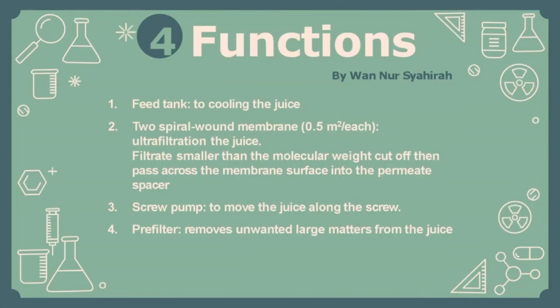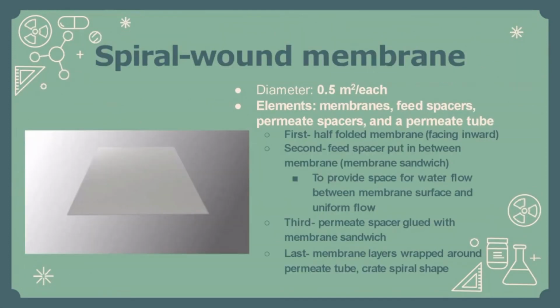I will explain to you about the function of the components in the schematic diagram of the reactor. First is the feed tank. The function of the feed tank is to cool the juice. Second is the spiral wound membrane for ultrafiltration of the juice, which will filtrate anything smaller than the molecular weight cut-off, then pass across the membrane surface into the permeate spacer. Third is the screw pump to move the juice along the screw. And fourth is the pre-filter to remove unwanted large matter from the juice.